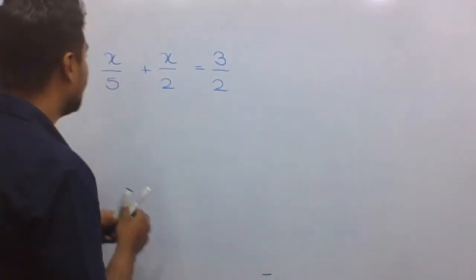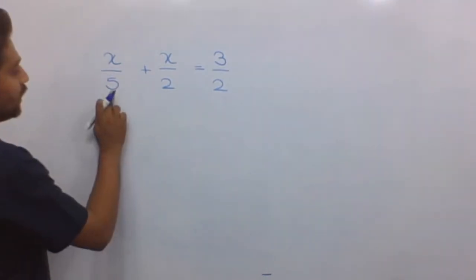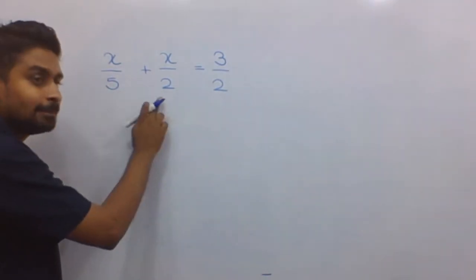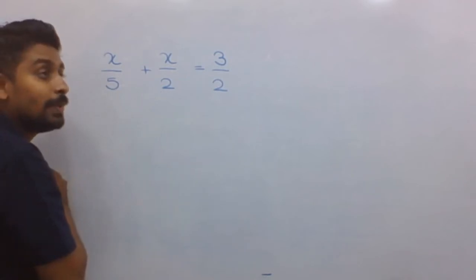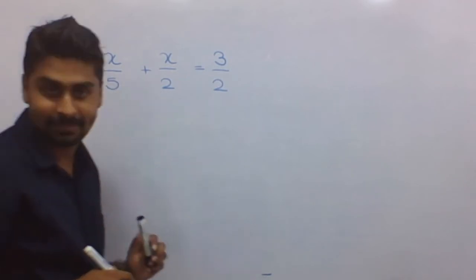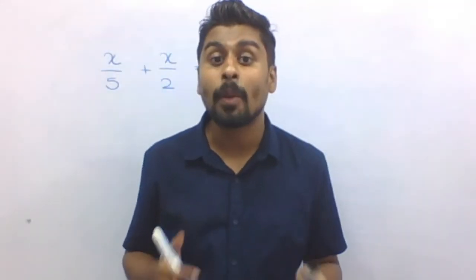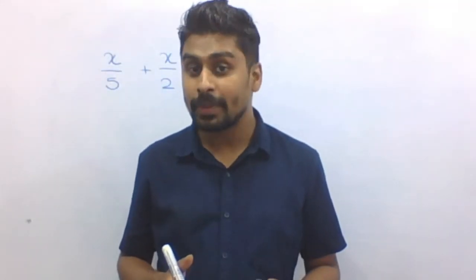Right? Let's do it. Okay? So how to do this one? We know that 5 and 2 are there. So you need to make it the common denominator. To simplify the fractions, we need that common denominator. So what is the common denominator?